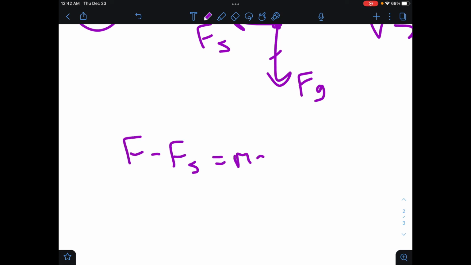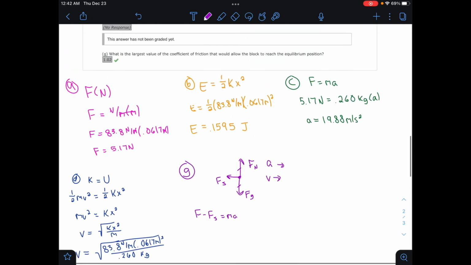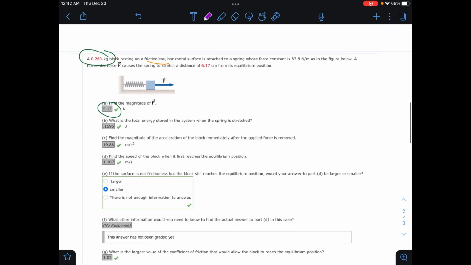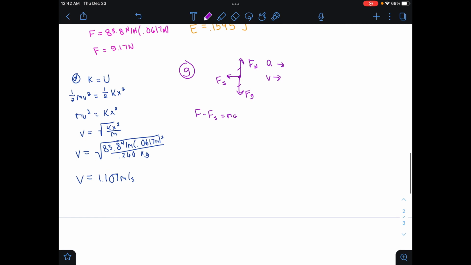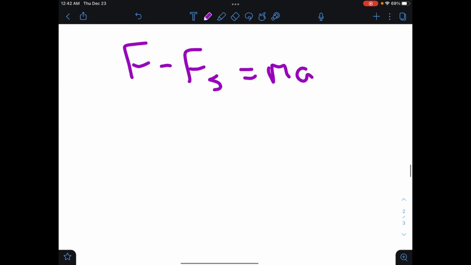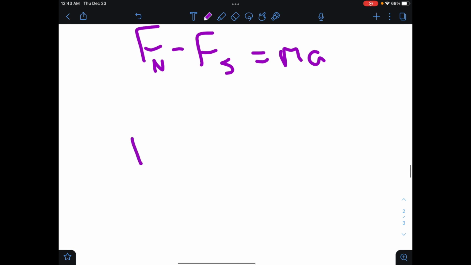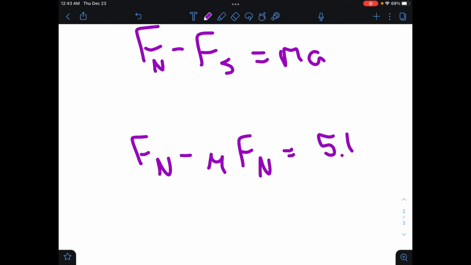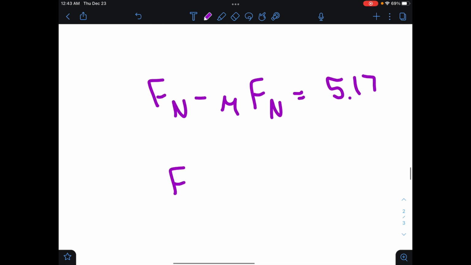And now we know our ma because our ma is the same force as in problem number 1. That is our force. That's what ma is equal to, our mass times our acceleration. So we can go one step further before we do that actually. Our F minus Fs is just our coefficient of friction times our normal force, which is equal to again our 5.17 value from part A. And then we can go a step further, factor out 1 minus mu.